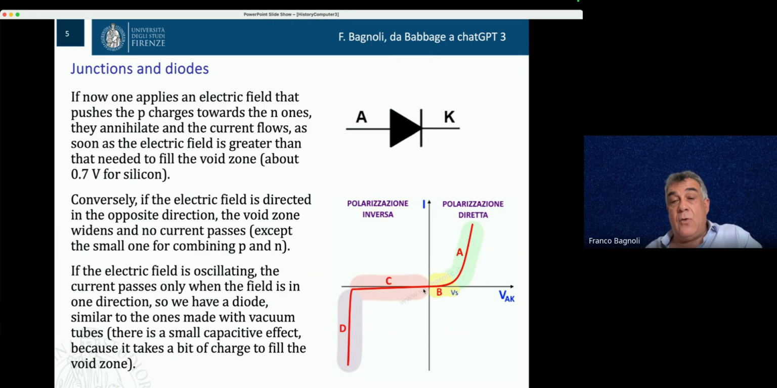Normally, it is almost insulating when trying to polarize it with the opposite field. If you go in the right direction, at the beginning nothing or almost nothing happens. At a certain point, you have an almost free passage of charges. This voltage difference is about 0.5 for germanium and 0.7, 0.8 for silicon.